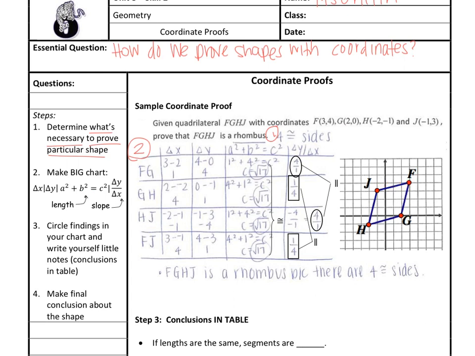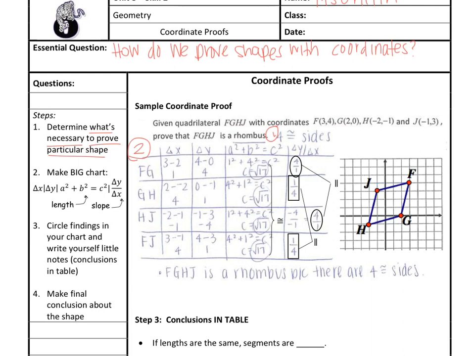Once you make your big chart, you find your change x's and your change y's. Again, you can use the graph. If I was doing FG, my change x would be over 1, and my change y would be up 4. That's where these 1s and 4s are coming from. If I were doing a different segment, I would use a different set of numbers on the graph, like 1 and 4 for JF, and so on.